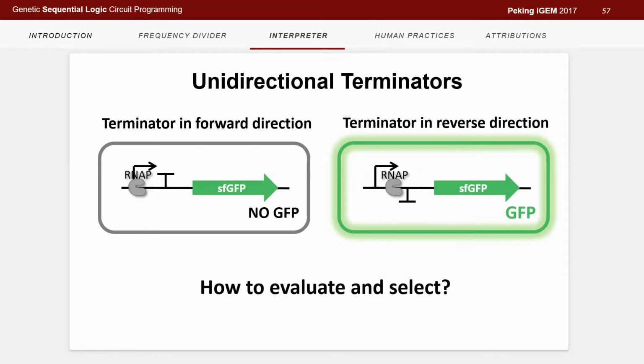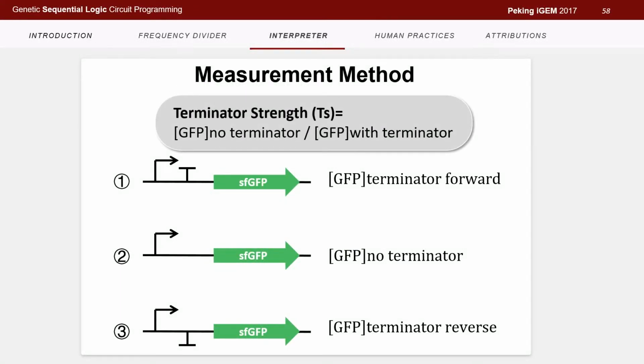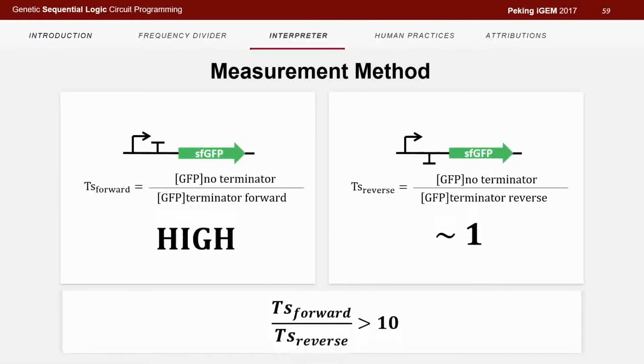So, how can we evaluate and select unidirectional terminators? We constructed 3 structures. The terminator is inserted in the forward or reverse direction. In the third one, no terminator is inserted. Terminator strength, TS, is calculated by the fluorescence intensity ratio of the sequence with no terminator over that with terminator. So we hope to select unidirectional terminators that meet the following requirements. First, TS forward is relatively high, and second, TS reverse is approximately 1. Furthermore, forward TS exceeds the reverse one by at least an order of magnitude.